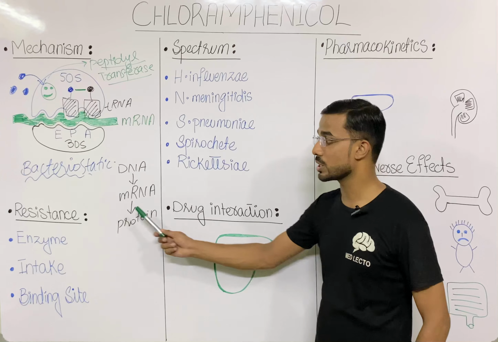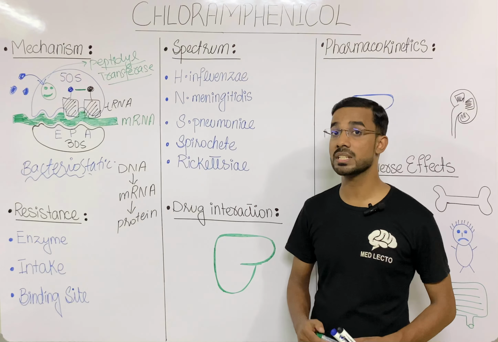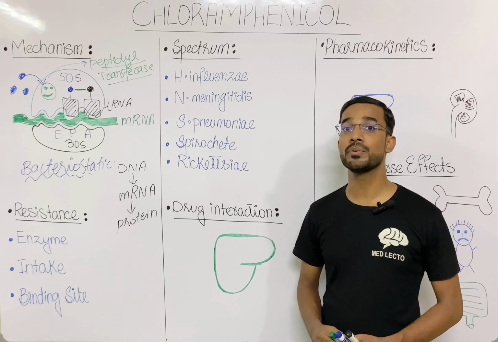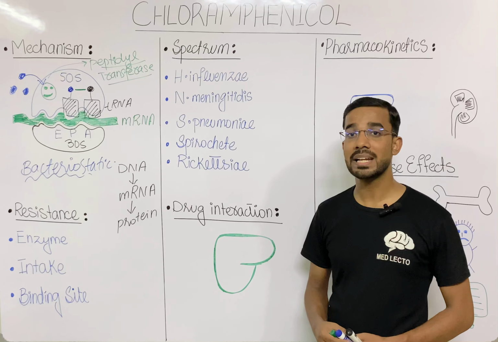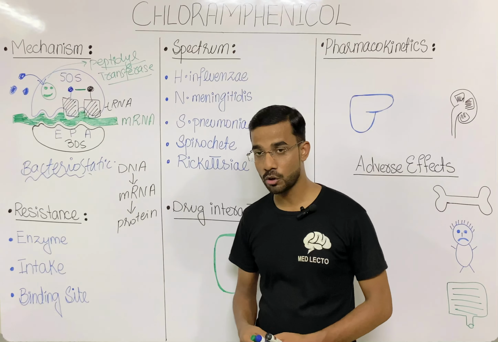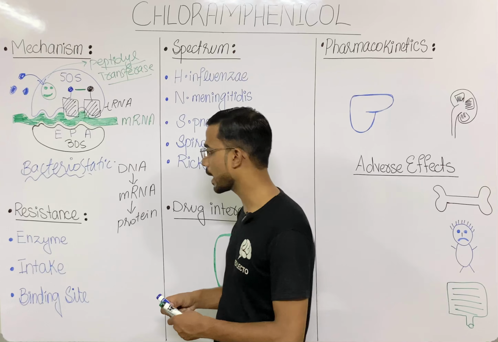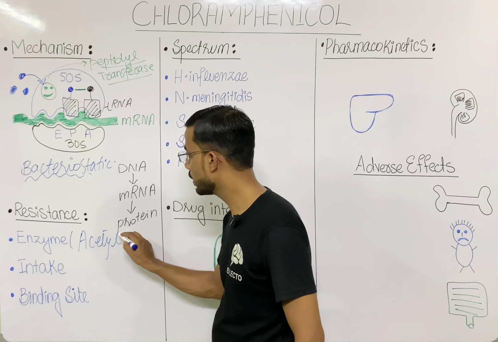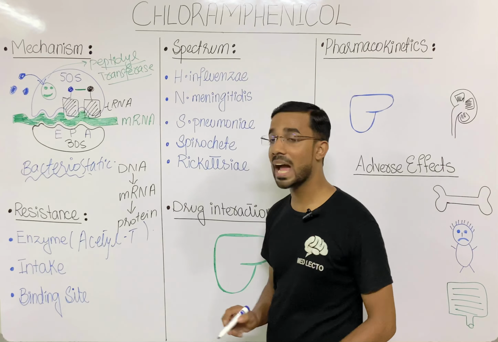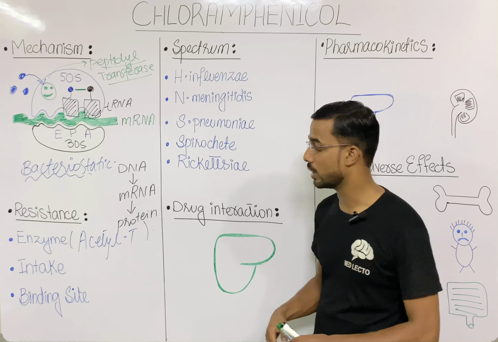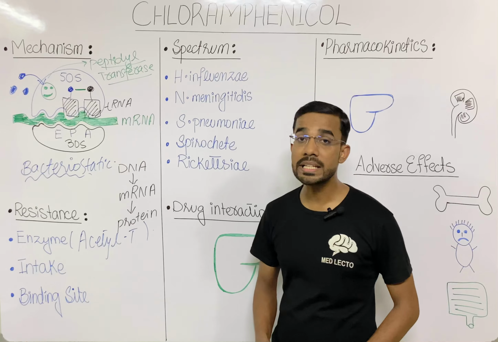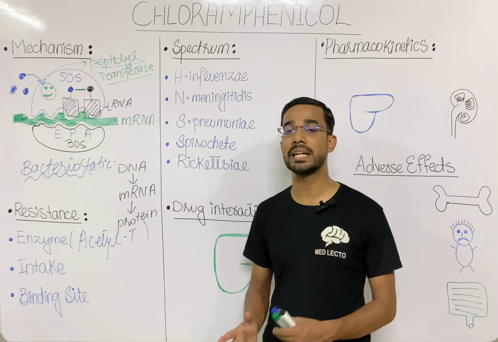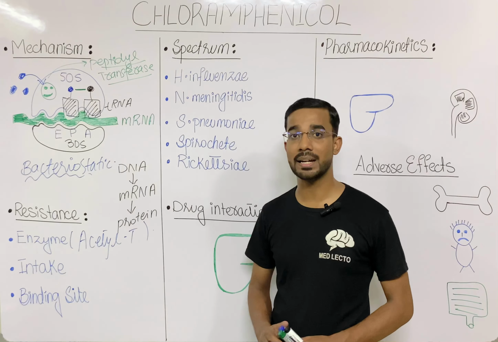Next, you will see the resistance. Different bacteria develop resistance against chloramphenicol by producing enzymes that inactivate it. The most important enzyme is acetyltransferase, which inactivates chloramphenicol. Next, you will see decreased intake of chloramphenicol into the bacteria. That is important.